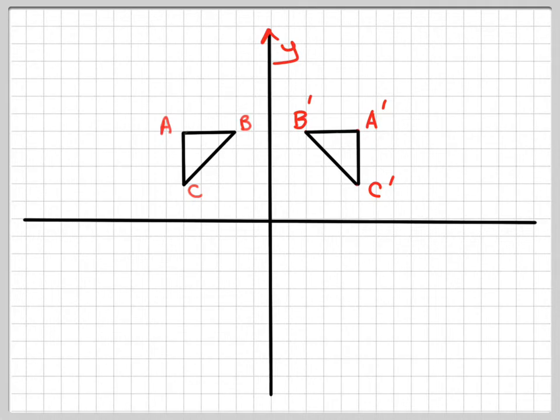So we've now reflected across the y-axis. That was our line of reflection, and we just simply made sure they were equidistant. There's your B's, there's your A's, and there's your C's. As simple as that. So that's reflected across the y-axis. Now we're going to reflect this triangle again over the x-axis.